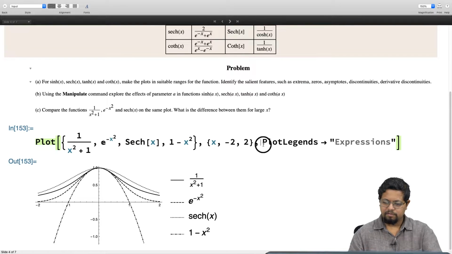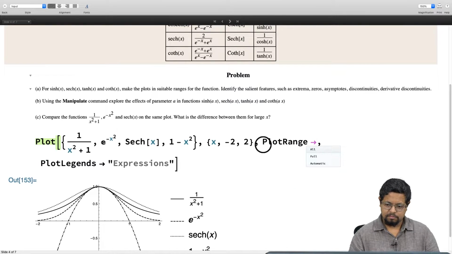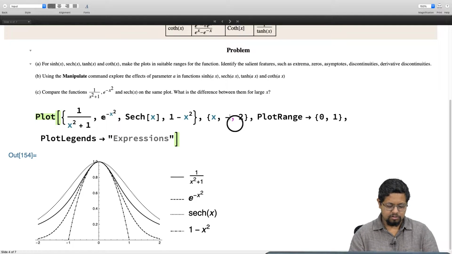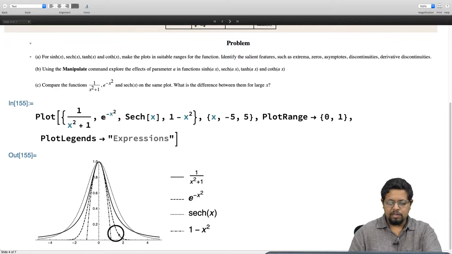and I can fix the plot range. That's just 0 to 1. It's interesting to note that all the 3 functions behave the same way near x equal to 0, but they fall off differently as x goes to plus infinity or x goes to minus infinity. Let's increase the range in which we are plotting to see that behavior. It's quite interesting to note that the Gaussian, which is represented by the dashed line over here, falls off the fastest.